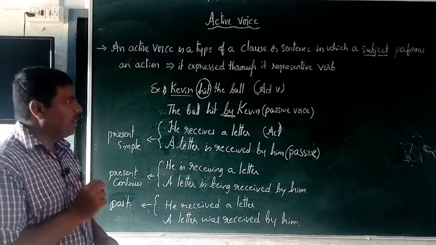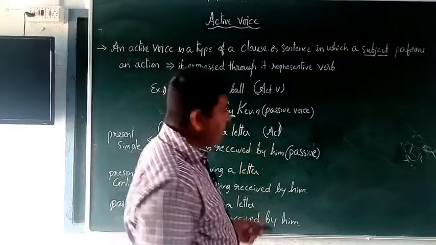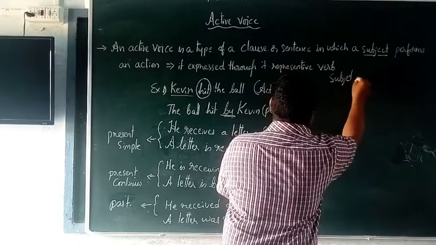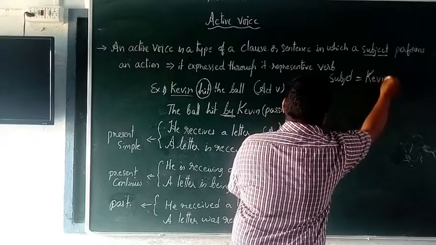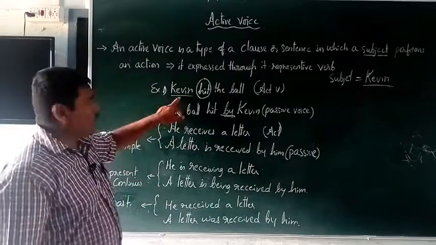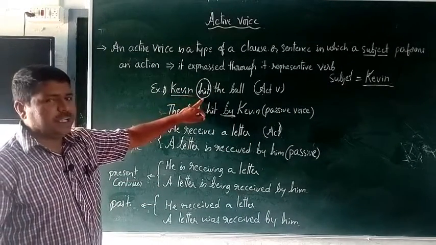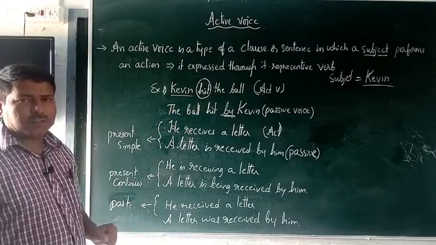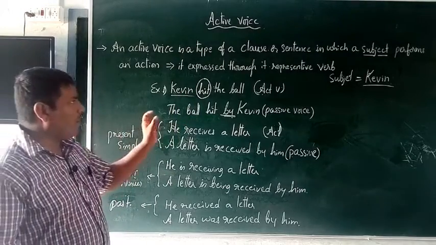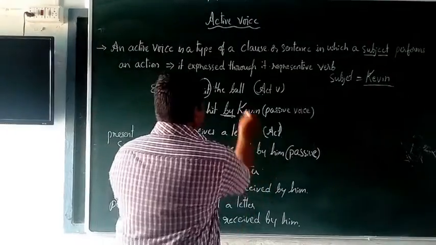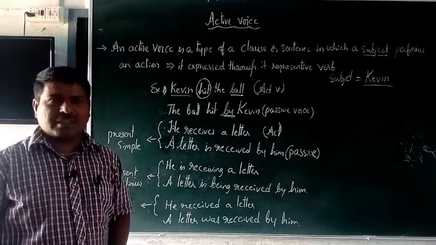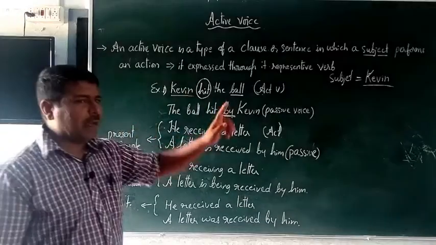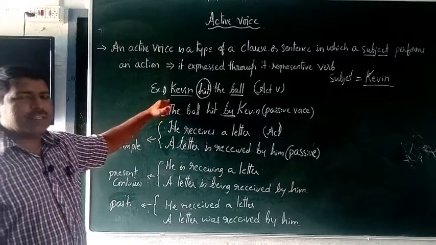Check this sentence, it is very clear. What is the subject in this sentence? Kevin is the subject and hit is the verb. Clear? Hit is the verb. Who is hitting the ball? The action of Kevin falls on the object. You have to remember this very clearly. Now, the action is put on the object by whom? By the subject. Here Kevin is the subject.